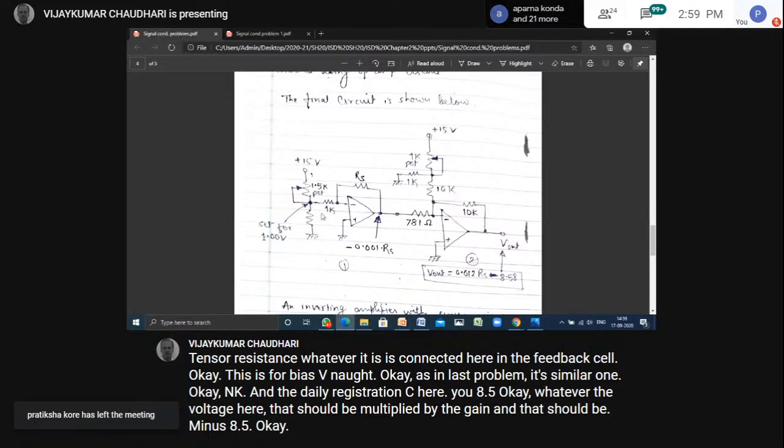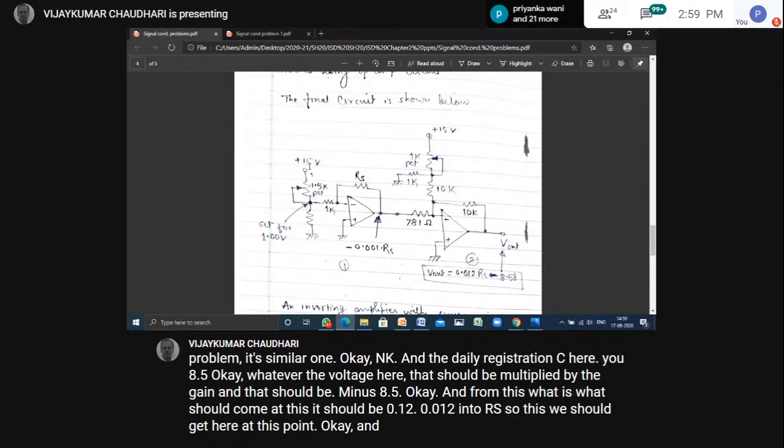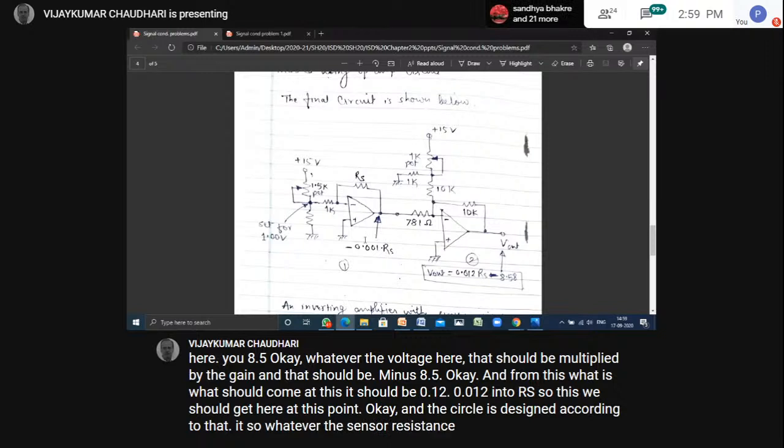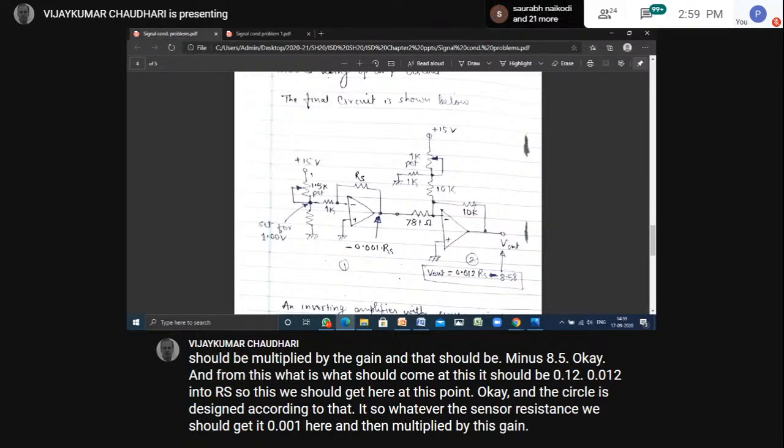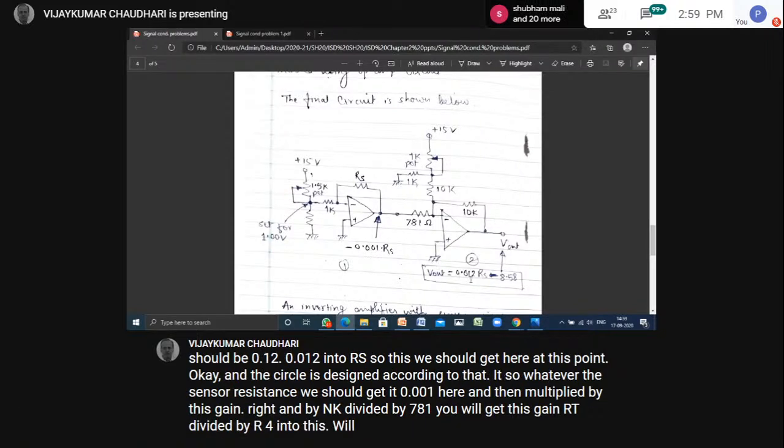And from this, what should come at this point? It should be 0.0128 into RS. So we should get this here, and the circuit is designed according to that. Whatever the sensor resistance, we should get 0.001 here, and then multiplied by this gain, 10K divided by 781, the gain R3 divided by R4 into this, we will get 0.0128 into RS, right?